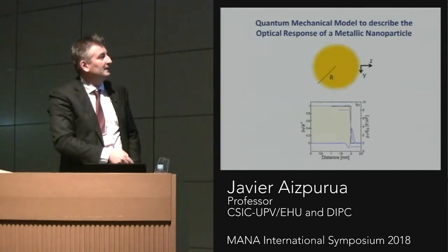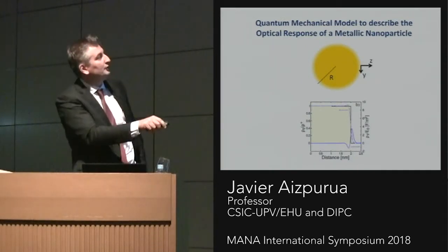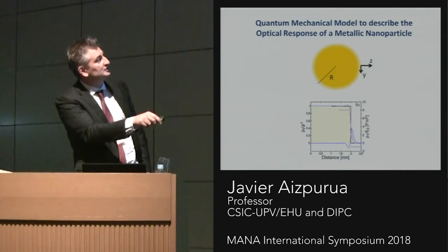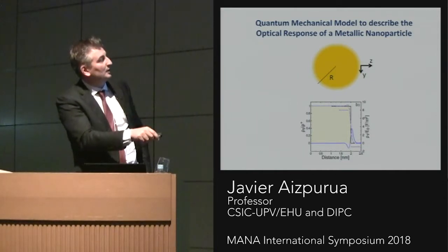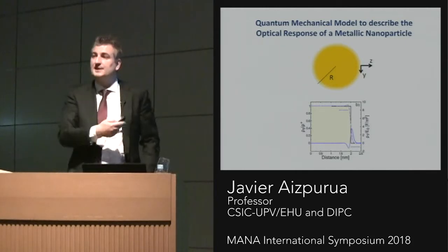Classical approaches fail, and what we have done in the group in San Sebastian for the last years is to develop quantum approaches to describe the optical response of this kind of electron gas. You do not have sharp classical boundaries anymore, but you have spill out, non-dynamical screening, atomistic effects, and this is something you need to address.